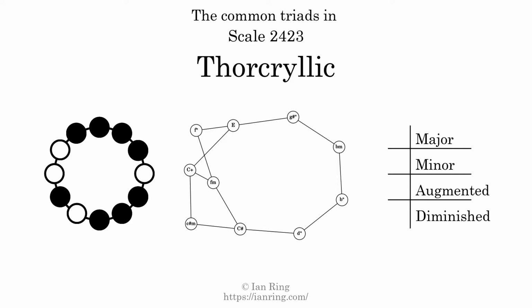The diagram in the center is a graph of parsimonious voice leading between triads. There are 2 major triads. There are 3 minor triads. There is 1 augmented triad. There are 4 diminished triads. Here is a Hamiltonian path of parsimonious voice leading that uses all the triads.